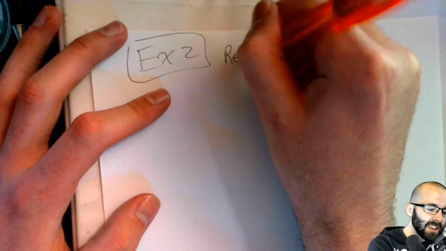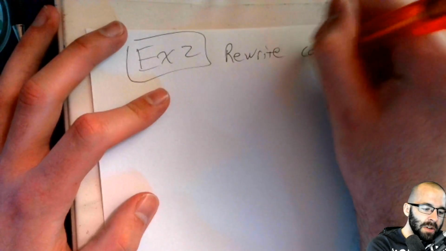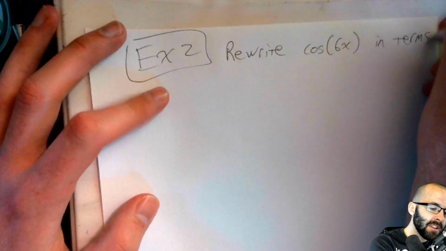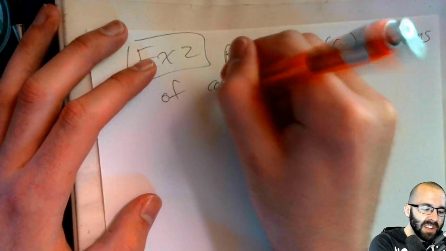Okay, let's do some more. Example 1 was so fun, but we're going to move on to example 2. These ones are kind of funny. Rewrite cosine of 6x in terms of cosine of 3x.